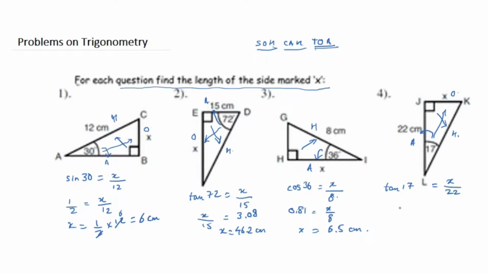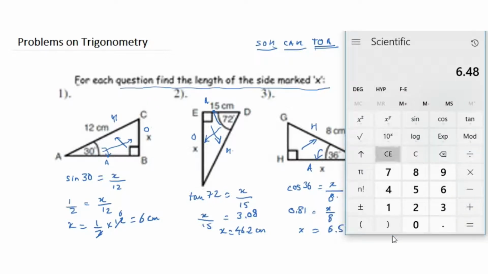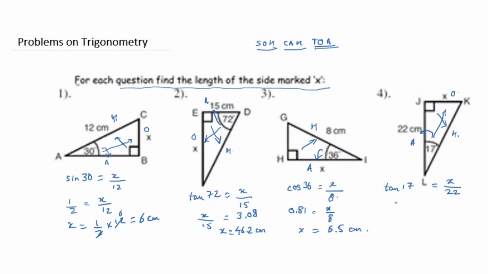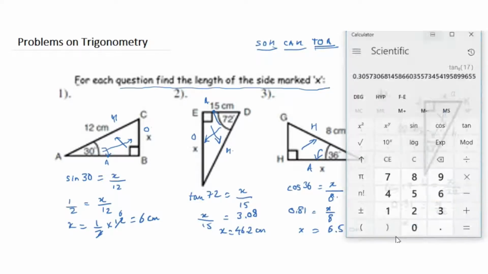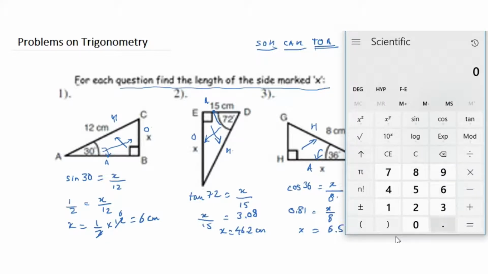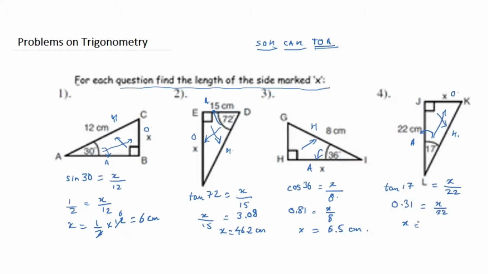So opposite is x over 22, which is the adjacent. Tan of 17, we need to find that. So 17 tan, that gives us 0.31 after rounding it off. So 0.31 is equal to x over 22, or we can say that x is equal to, by multiplying both sides by 22, we get 0.31 into 22. So 0.31 times 22 gives us 6.82. So this is going to be equal to 6.82 centimeters.